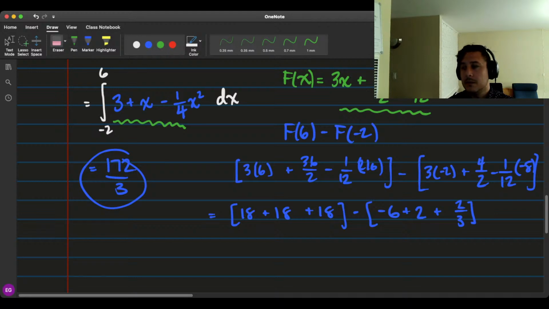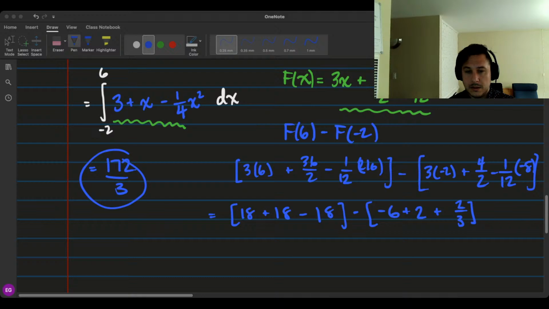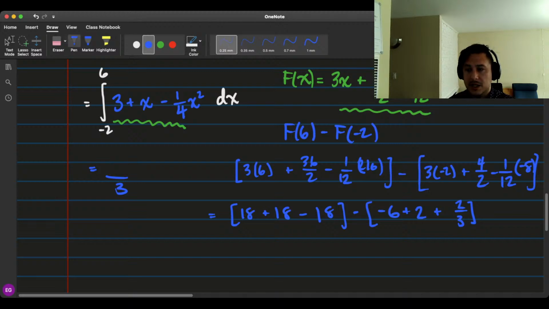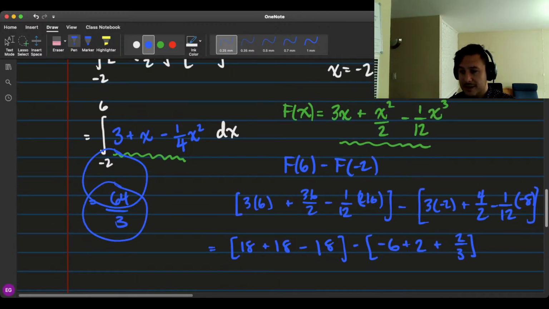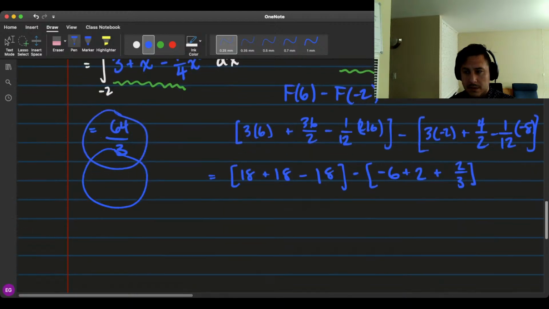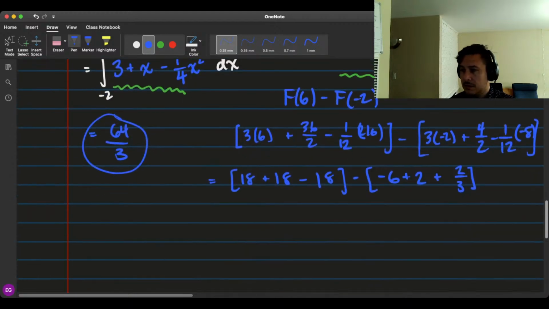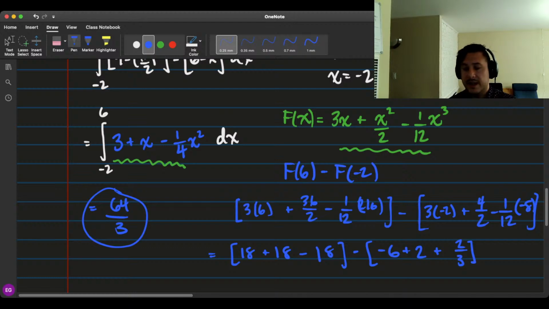Ooh, you are correct. Because I have a minus 1/12 of 216. Okay, so that's going to change my numbers. Let me recalculate. It's going to give us a different number. Okay, so it's actually 64 over 3. Luckily, I just screwed up on the minus. Either way, you get a number. Good catch, though. Yeah, that last 18 was a minus.